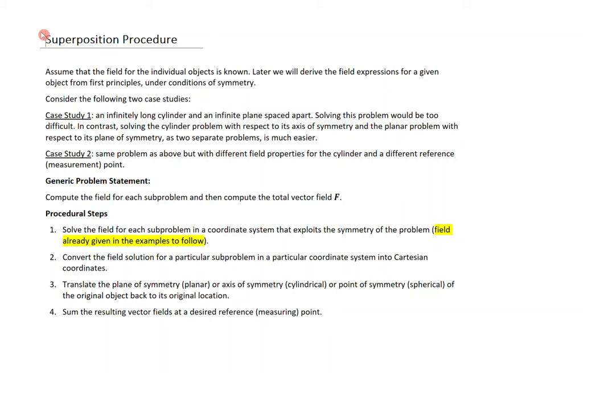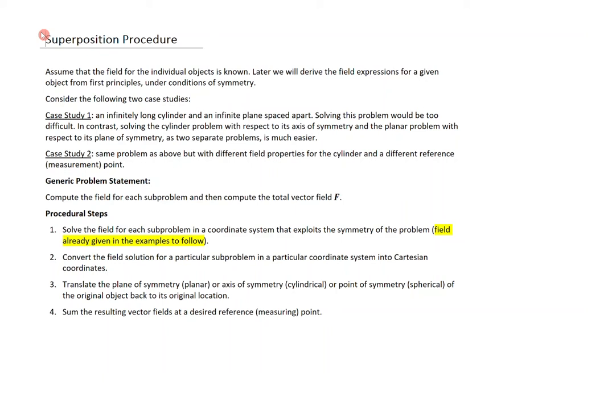This case study 2 is more or less the same problem as above, but with different field properties for the cylinder and a different reference or measurement point. In other words, where do we want to actually calculate the total field? All right, so the generic problem statement is as follows: compute the field for each subproblem and then compute the total vector field. That's more or less how the problems will be set up.